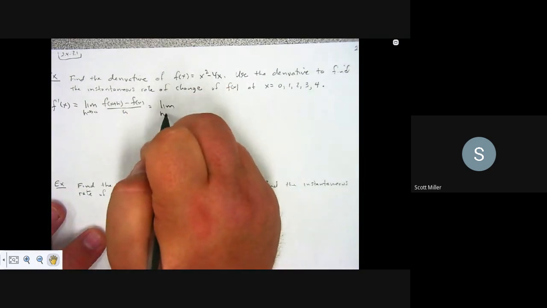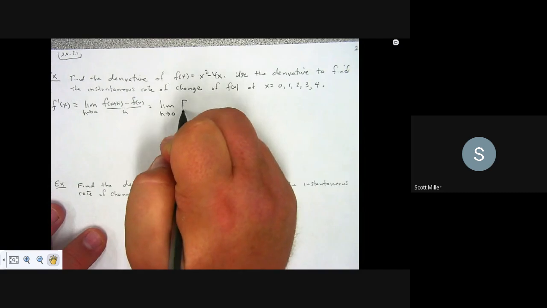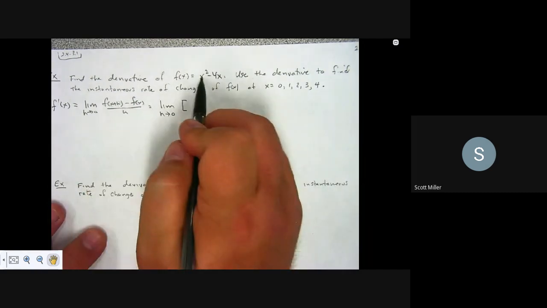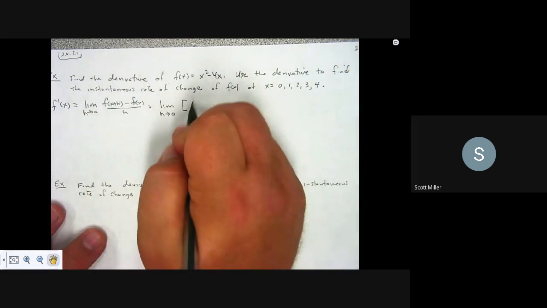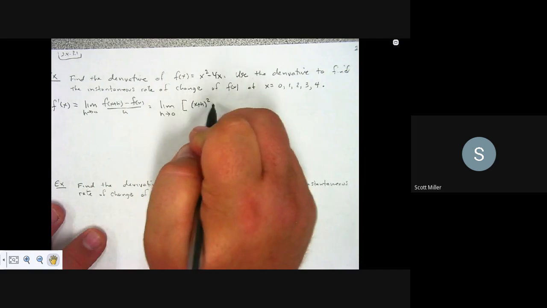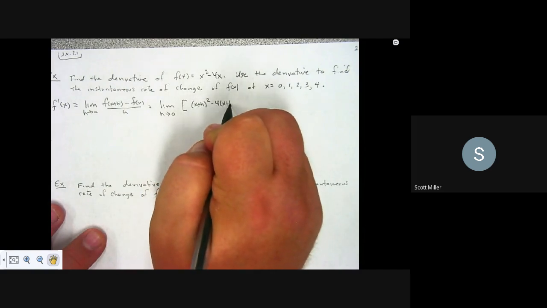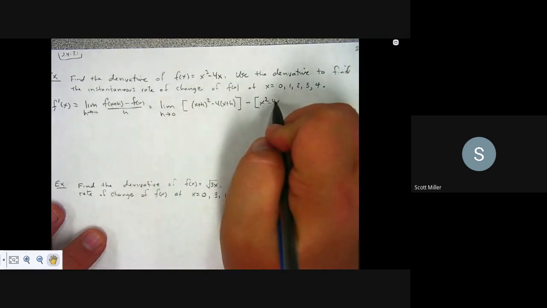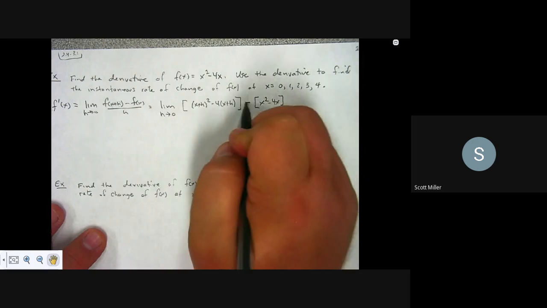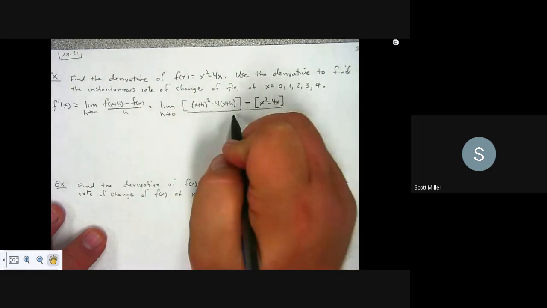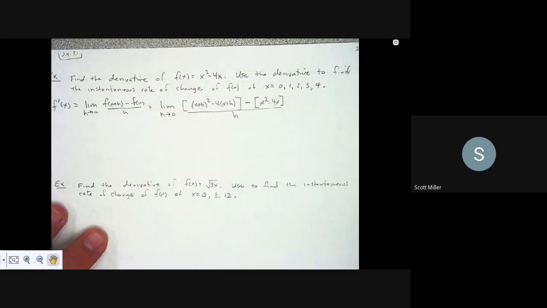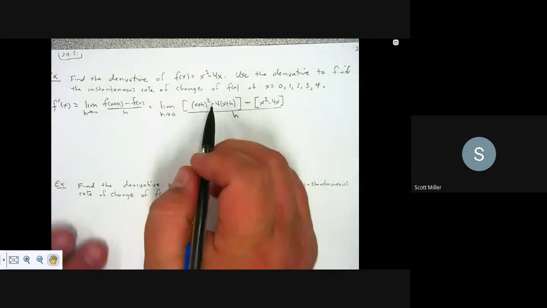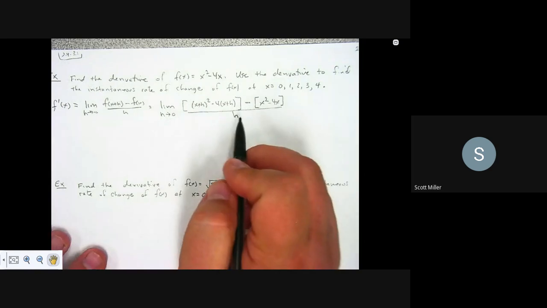So this is the limit as h goes to 0 of, so x plus h into this formula becomes (x plus h) squared minus 4 times (x plus h), minus f of x. Well, f of x is right there, so that is x squared minus 4x. Again, notice I put brackets in the minus sign between. I want to make sure I don't mess up. So the next thing I do is I'm going to expand all this out, and then clean it all up.